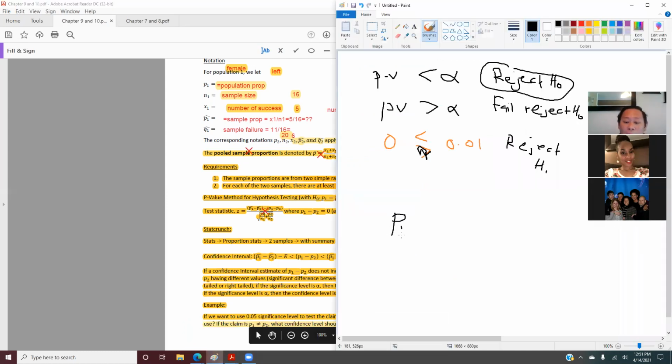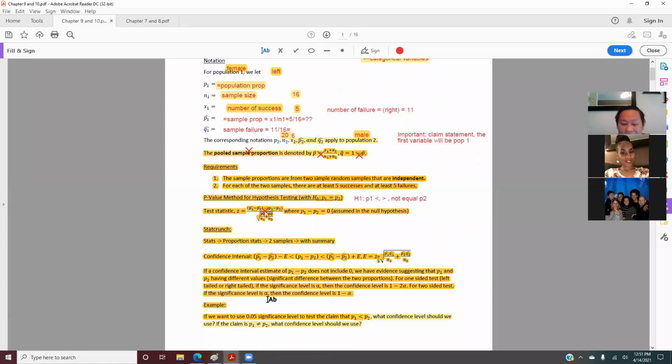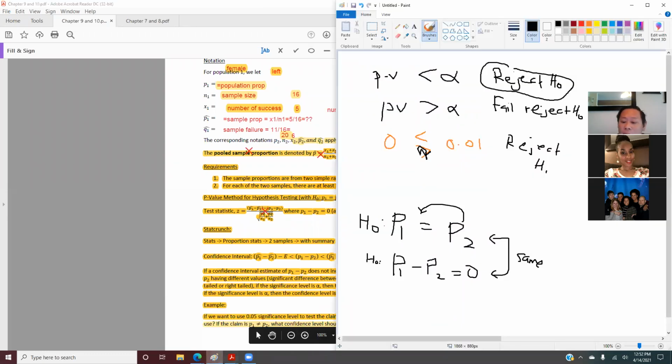So if P1 equals P2, and you move P2 over there, it's P1 minus P2 equals 0. So these two are exactly the same. You can write your H0, your null hypothesis, this way or this way, but this way is a bit more work. No matter which way you write it, it's the same. That is why we usually pick the first way, because it's easier. But if you want to write it this way, it's the same.